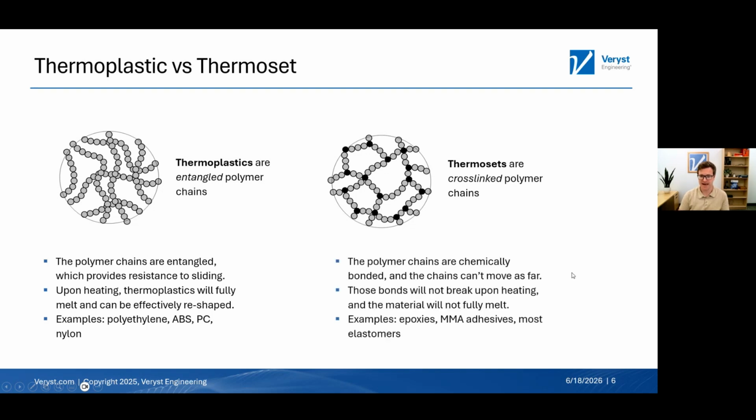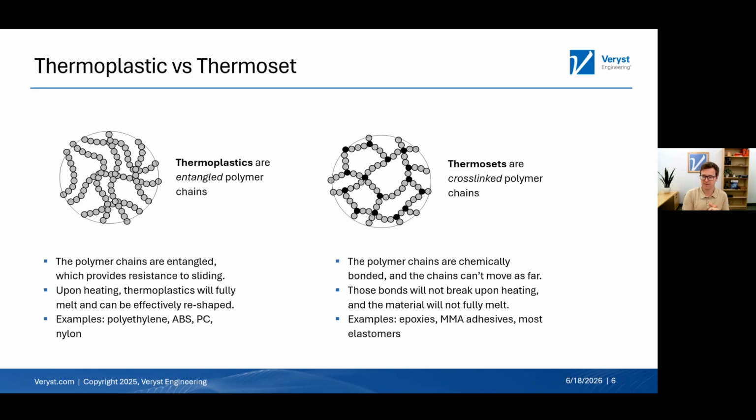And so what that means is that those chains can't move as far, right? So that really limits the chain motion, which changes how they respond to things like a mechanical stress. And now, importantly, those bonds will not break generally upon heating. And the material never really fully melts. So once you trigger that chemical reaction to cross-link your material, to bind those polymer chains together, that's it.